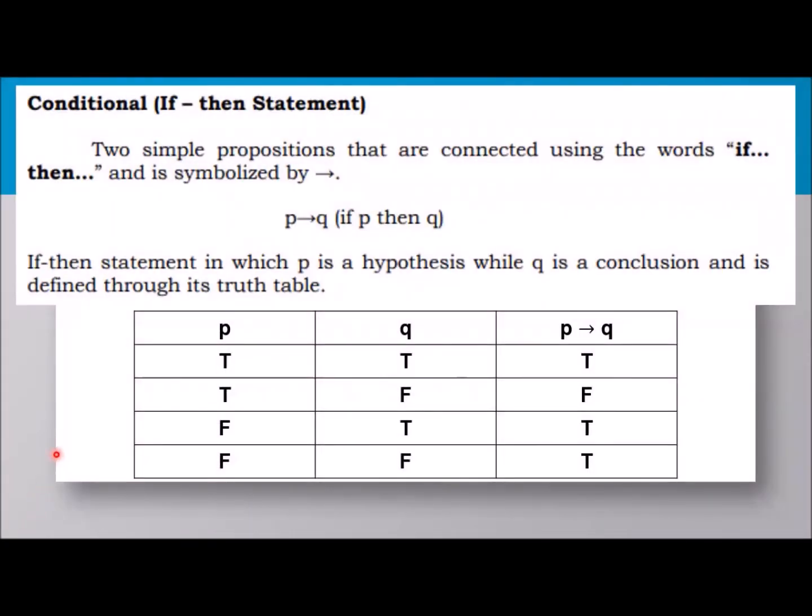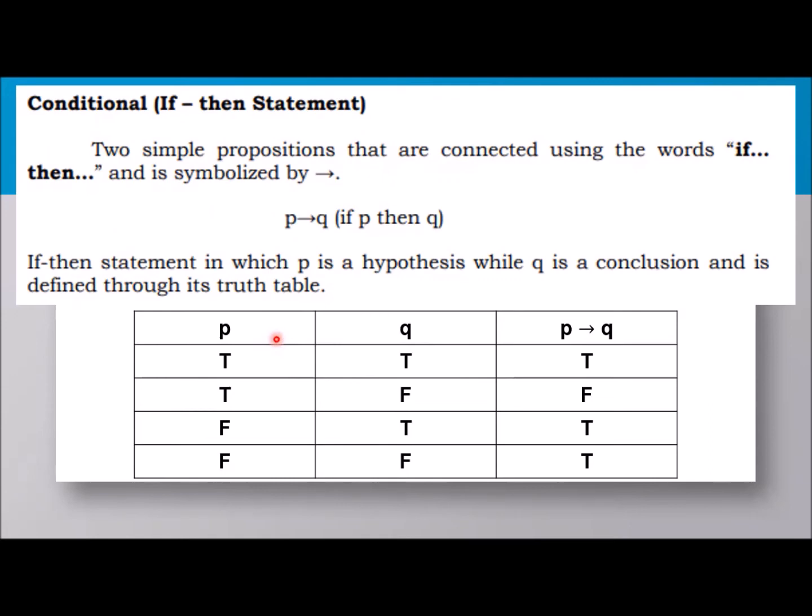Now, let's proceed to another type, the conditional or the if-then statement. Basta nakakita kayo ng if-then, that is a conditional statement. Now, yung symbol dyan po is a right arrow. So please do remember, and this is the truth table.